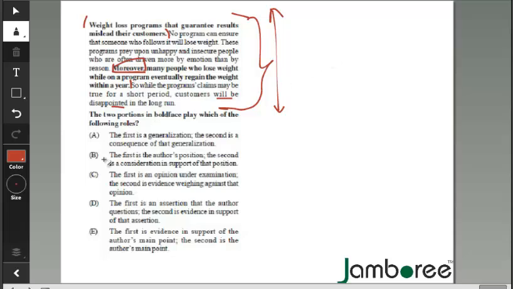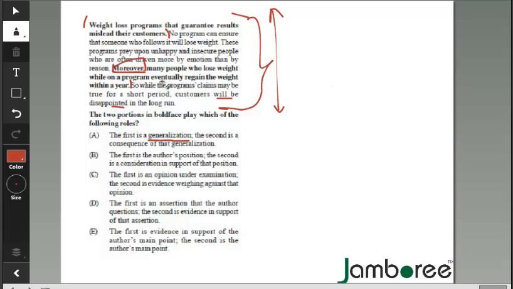Okay, now let's see. As I said, let's look at only the first. The first is a generalization. Well, it is not. What is a generalization? A generalization is if I say that today when I was coming to office, the cab driver cheated me, therefore all cab drivers are cheaters. That is a generalization. Or if I say my boss is very mean, therefore all bosses are mean. Based on a specific thing, you jump to a conclusion, right?